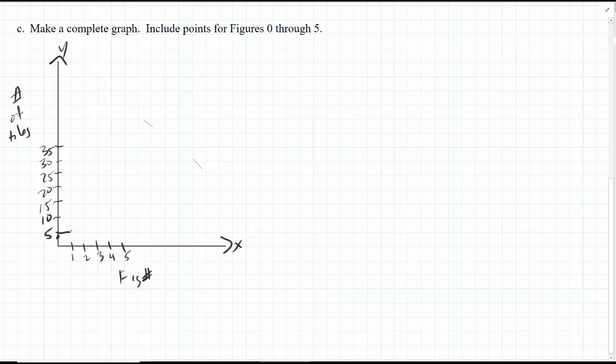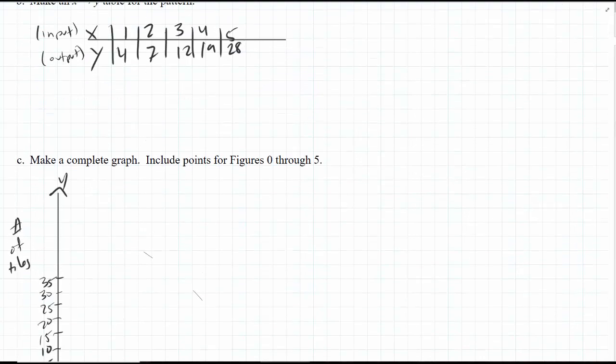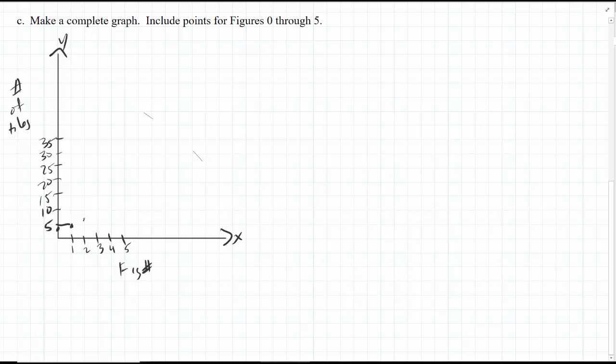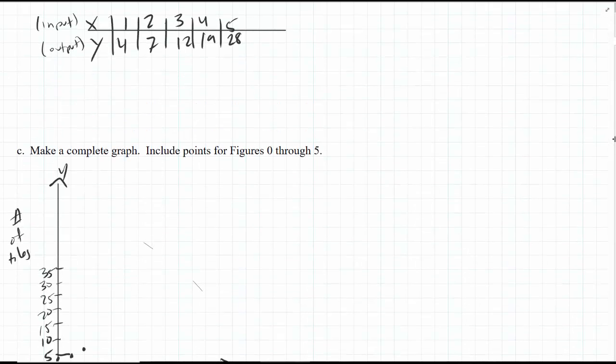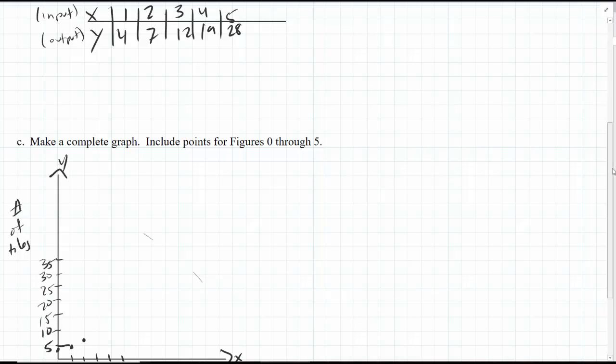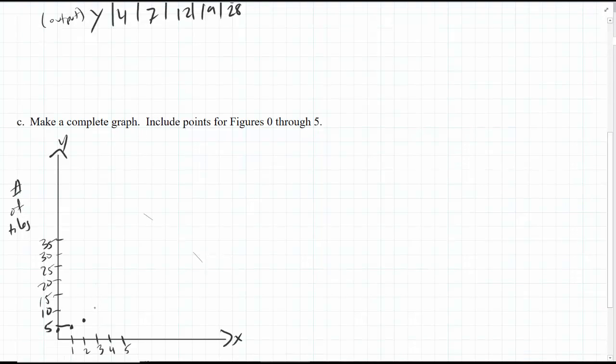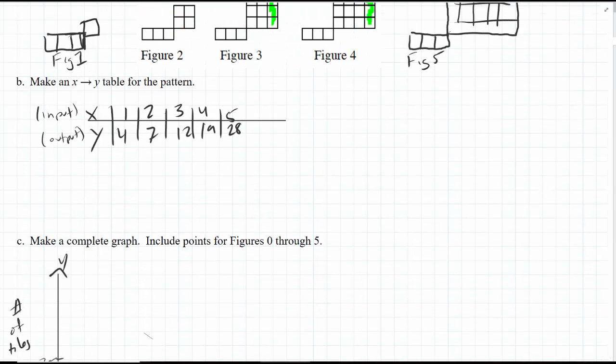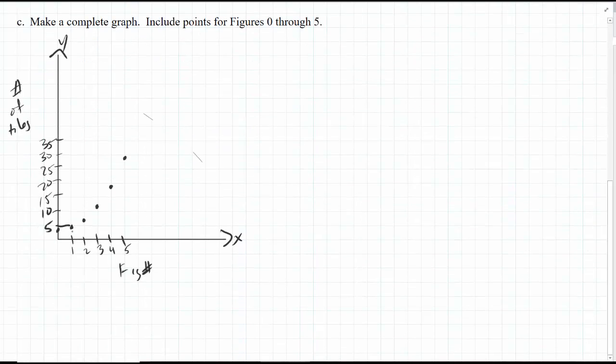Figure 1, we know there were 4 tiles. At figure 2, there were 7 tiles. Figure 3 was 12. Figure 4 is 19. And figure 5 was 29, I believe. 28, okay, so close enough on my graph. And if we graph it, we're going to notice that this line is not straight. This line is not linear. It's a non-linear curve, or non-linear line.